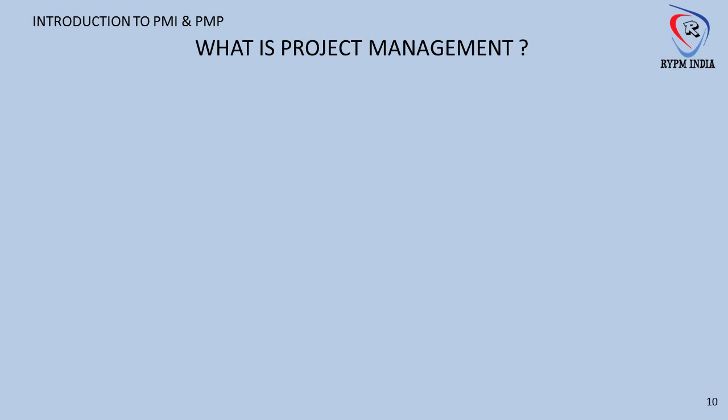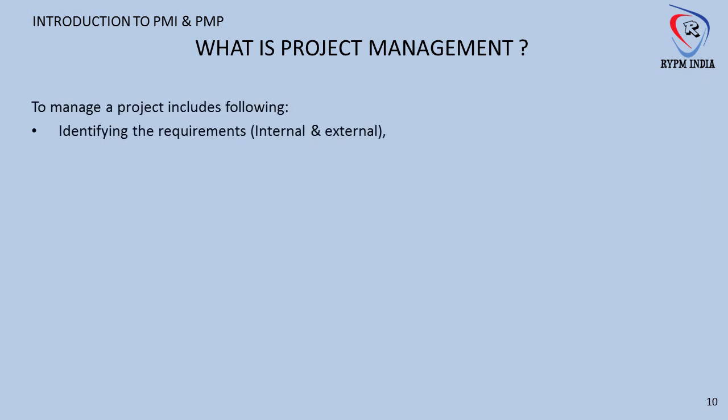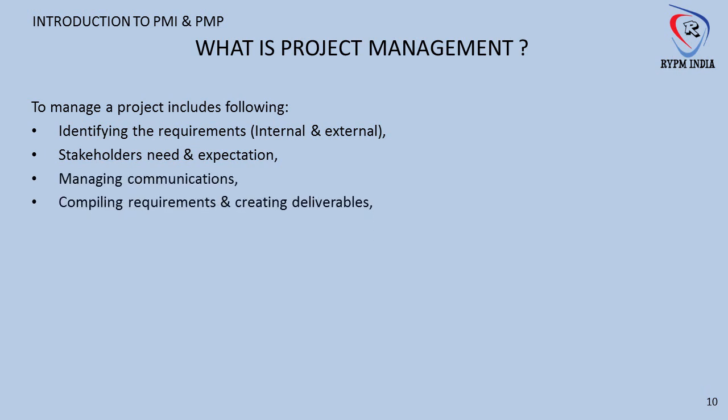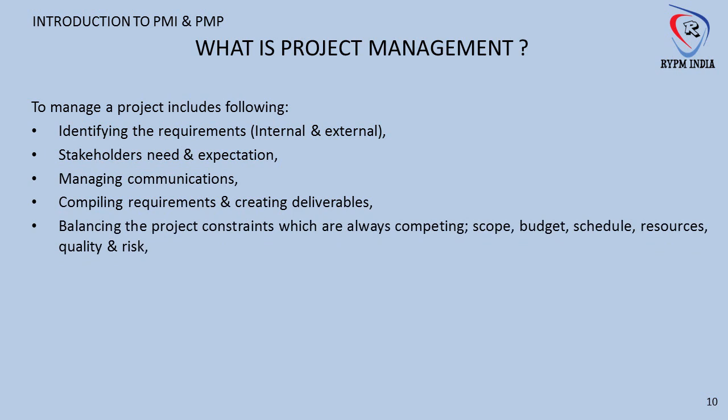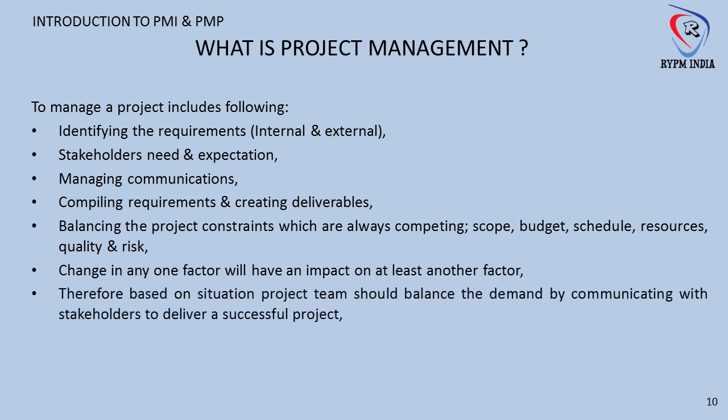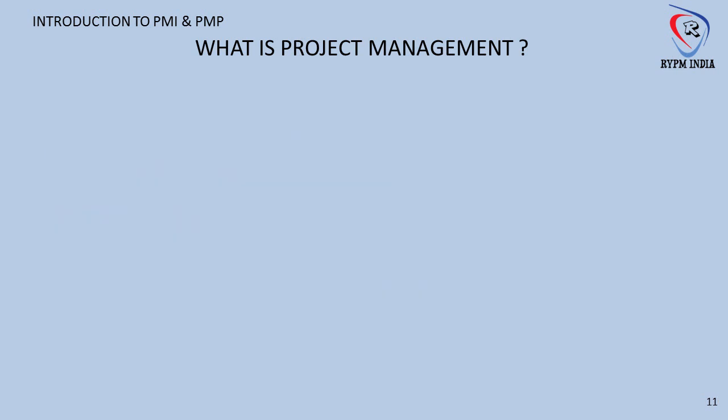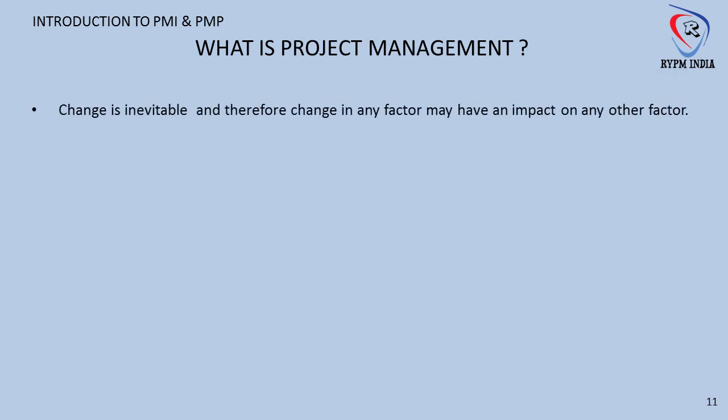To manage a project includes the following: identifying the requirements, internal and external, stakeholders' needs and expectations, managing communications, compiling requirements and creating deliverables, balancing the project constraints, which are always competing: scope, budget, schedule, resources, quality and risk. A change in any one factor will have an impact on another factor or factors. Therefore, based on the situation, the project team should balance the demand by communicating with stakeholders to deliver a successful project. Change is inevitable and therefore a change in any factor may have an impact on any other factor.